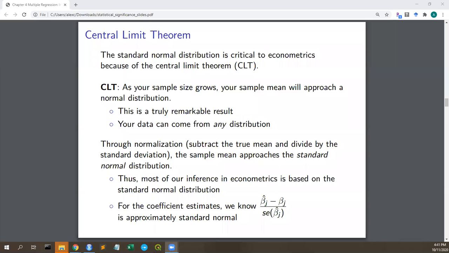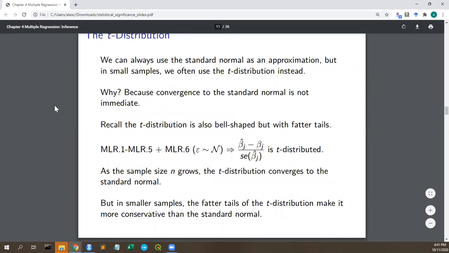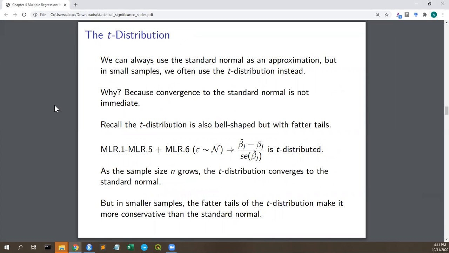Hey guys, this is the second video in Module 5, picking up from the central limit theorem. I had talked about this slide, so I'm going to move on. The next slide is the t-distribution. So now we're going to talk a little bit about this actual t-distribution.